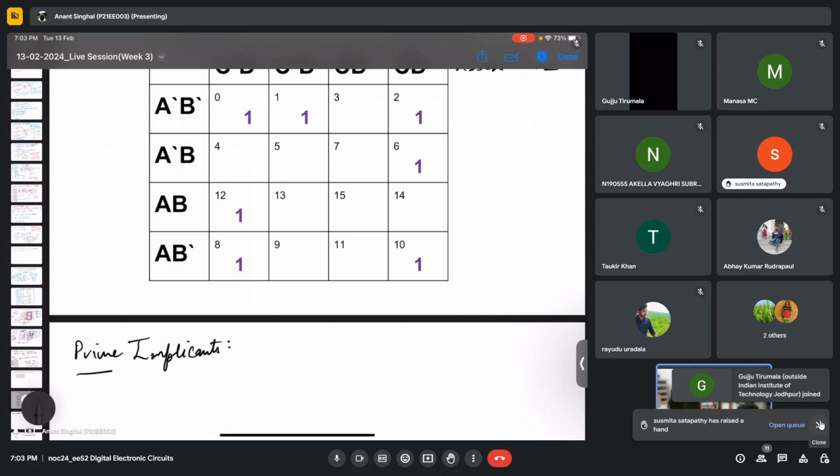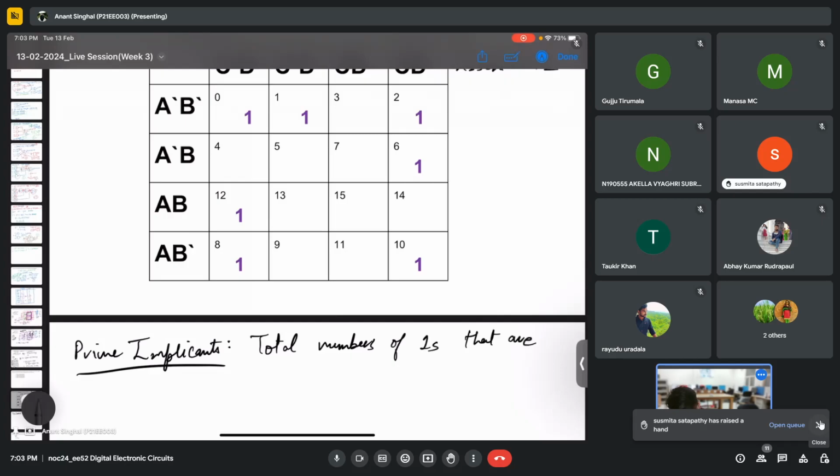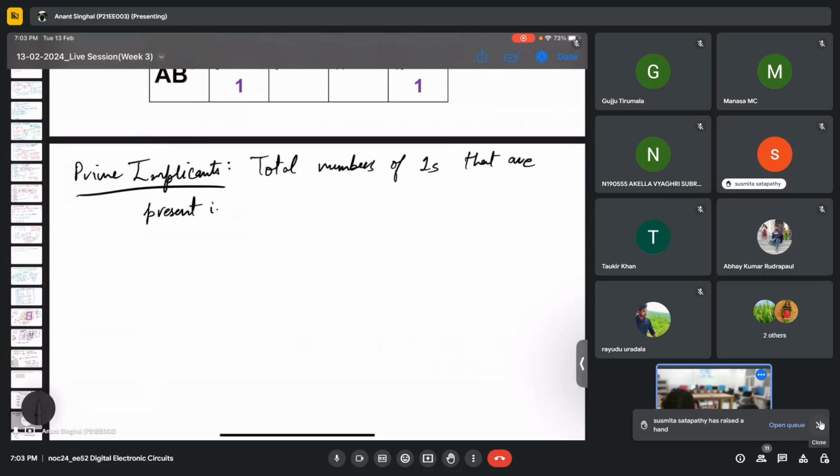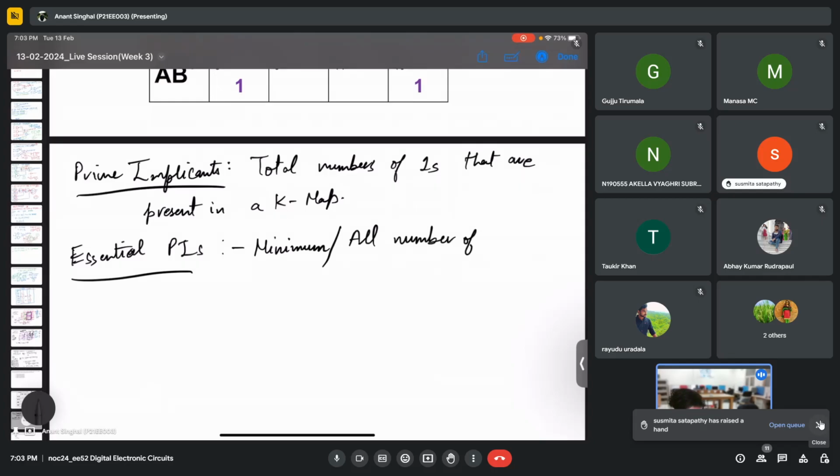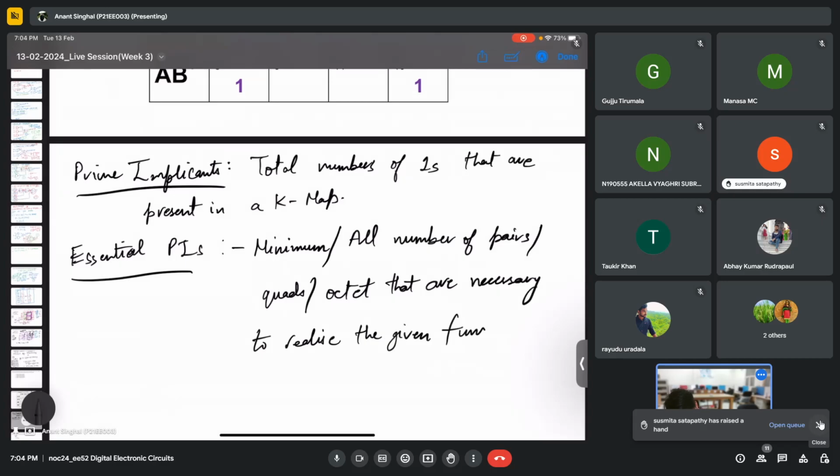So prime implicants is basically the total number of ones that are present in a K-map, and essential prime implicants are the minimum number of pairs, quads, or octets that are necessary to realize a given function. Are there any doubts in these definitions?